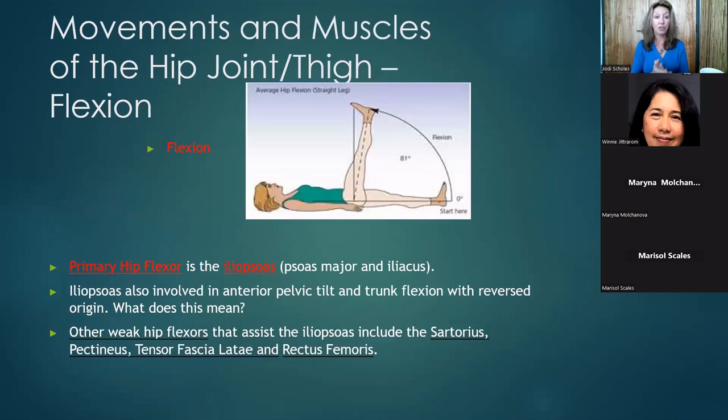Let's start with flexion. And so the movements and muscles of the hip. The primary mover of hip flexion is the psoas. The iliacus psoas is the full name. And if you look here, we're talking about movements of this joint right here, where my little cursor is.